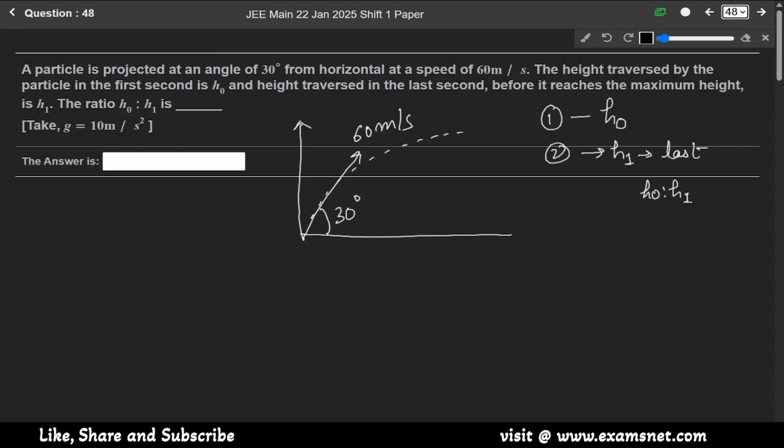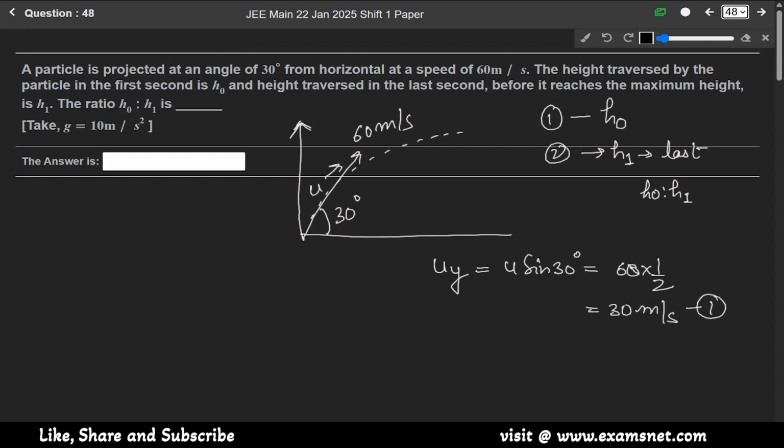Okay. So first, we will find out the initial vertical velocity. So initial vertical velocity will be uy equals to u sine 30 degree. It will be 60 into 1 by 2. Since it is traveling with a speed of 60 meter per second, it will be 30 meter per second. Okay. Let us say this is equation number 1.